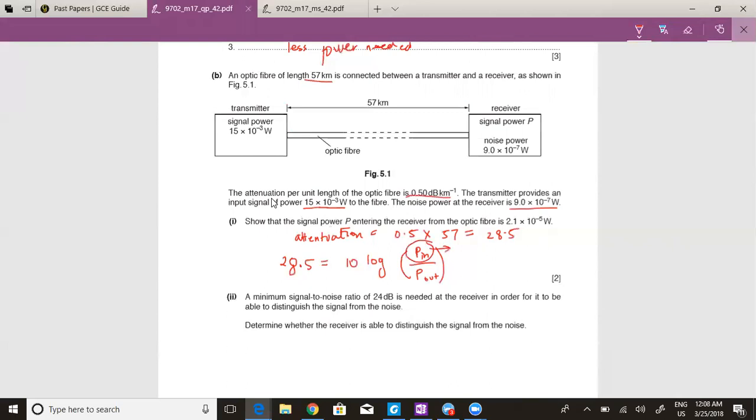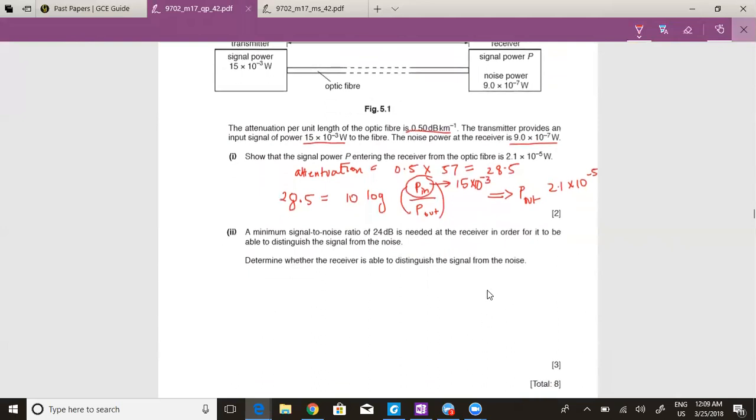This turns out to be 15 into 10 to the power minus 3. And that should give you an output of 2.1 into 10 to the power minus 5. Is this the answer?